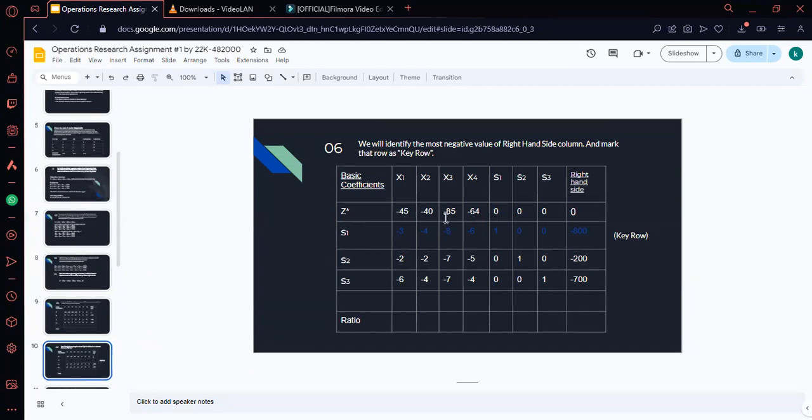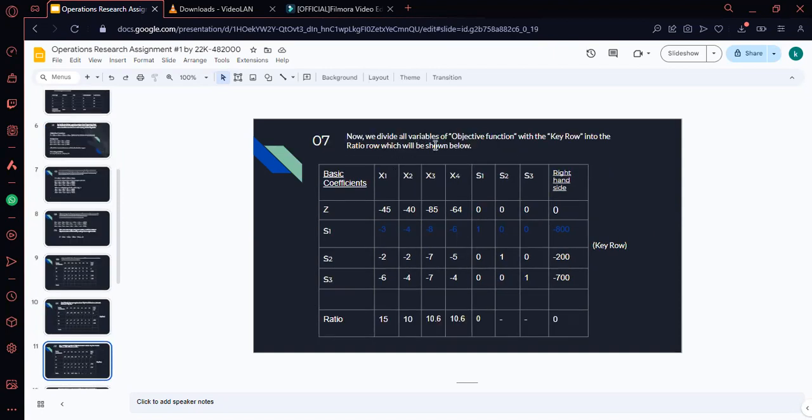After this, we will now start the dual simplex method by first selecting the most negative value from the right hand side. As you can see, out of these four numbers, the most negative is 800. So we'll select 800 and mark the row in which 800 is located as the key row, which is given in blue color.